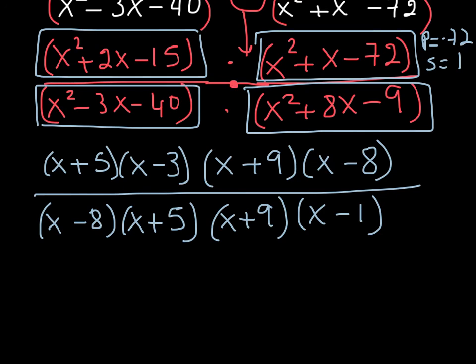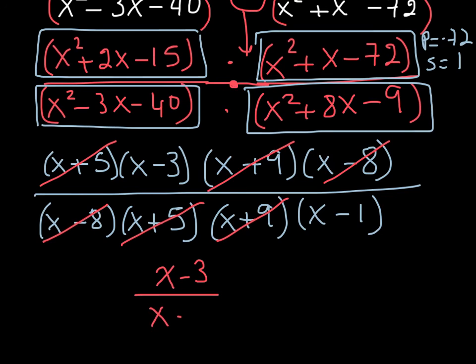All right, now that we've factored everything, let's reduce a factor. X plus 9 is gone. X plus 5 is gone. X minus 8 is gone. And the final answer will be x minus 3 over x minus 1. The end.